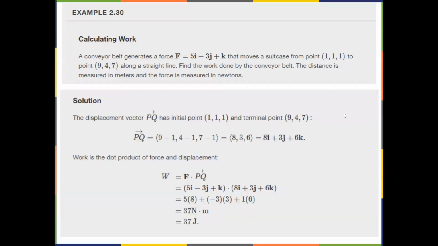Okay. So the displacement vector PQ has an initial point of (1, 1, 1) and a terminal point of (9, 4, 7). So to find PQ, you end up getting <8, 3, 6>, or if you prefer the other option, 8i plus 3j plus 6k. And then we just plug it into our work equation. So you take your force dot product with your PQ, and you end up with an answer of 37 joules.